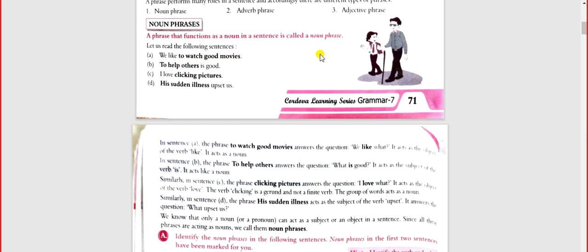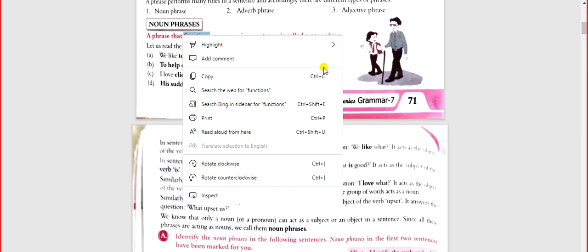Now, what do you understand by a noun? What does a noun do? A noun is basically the subject. Nouns and pronouns act as subject in any sentence. So in this similar way, when a noun phrase is used in any sentence, it will be doing the function of a noun. Yes or no?